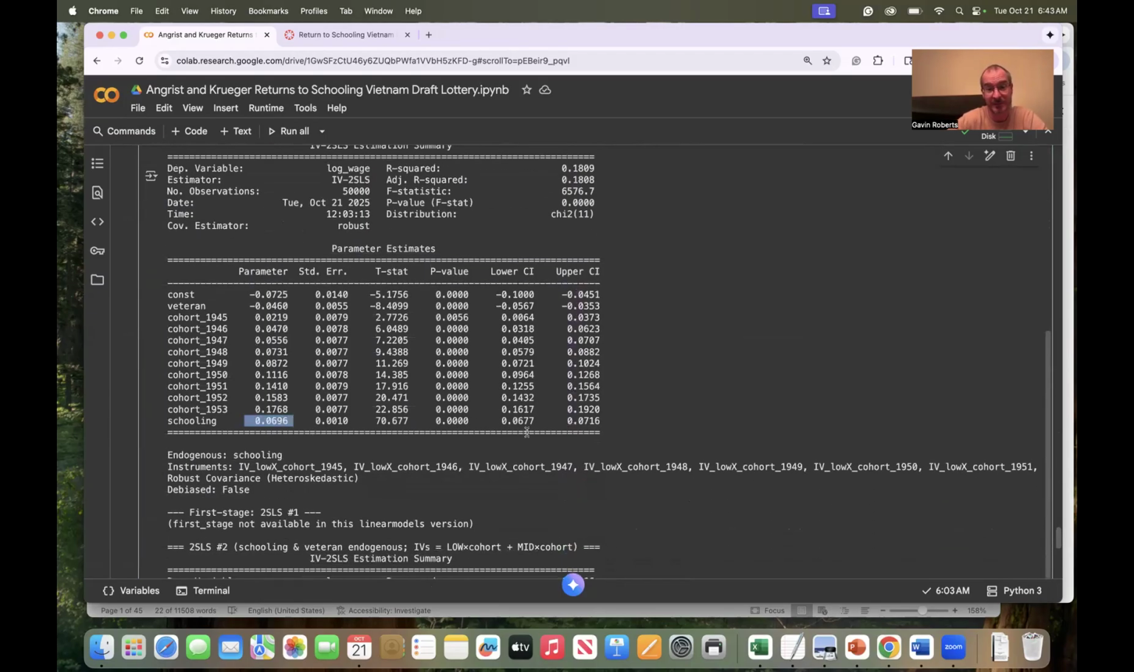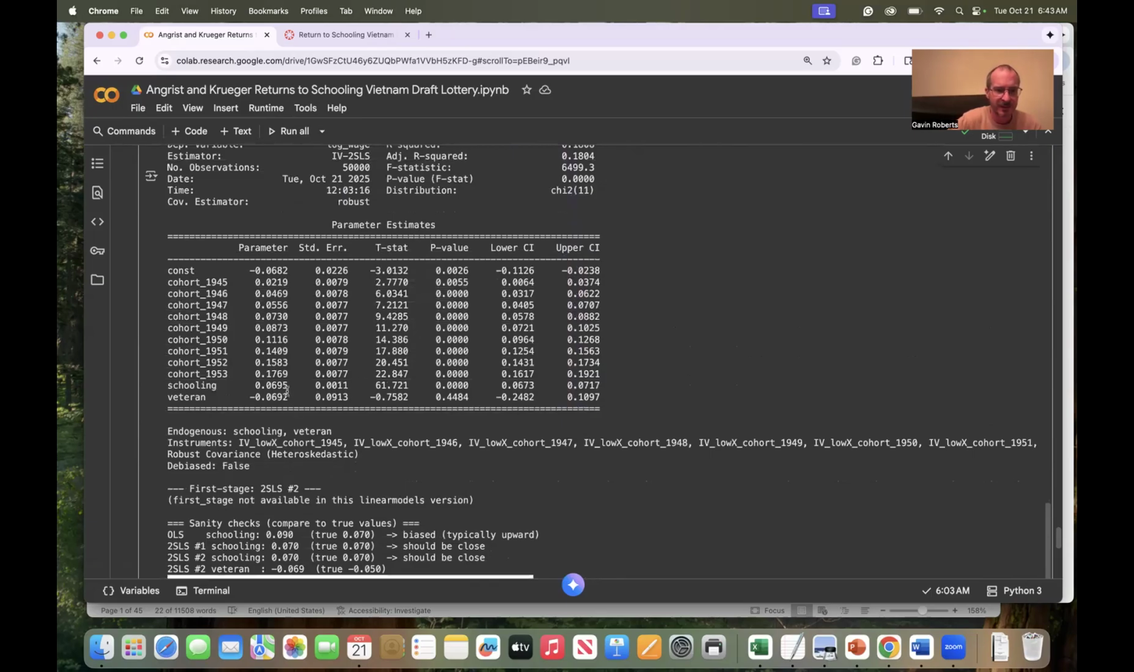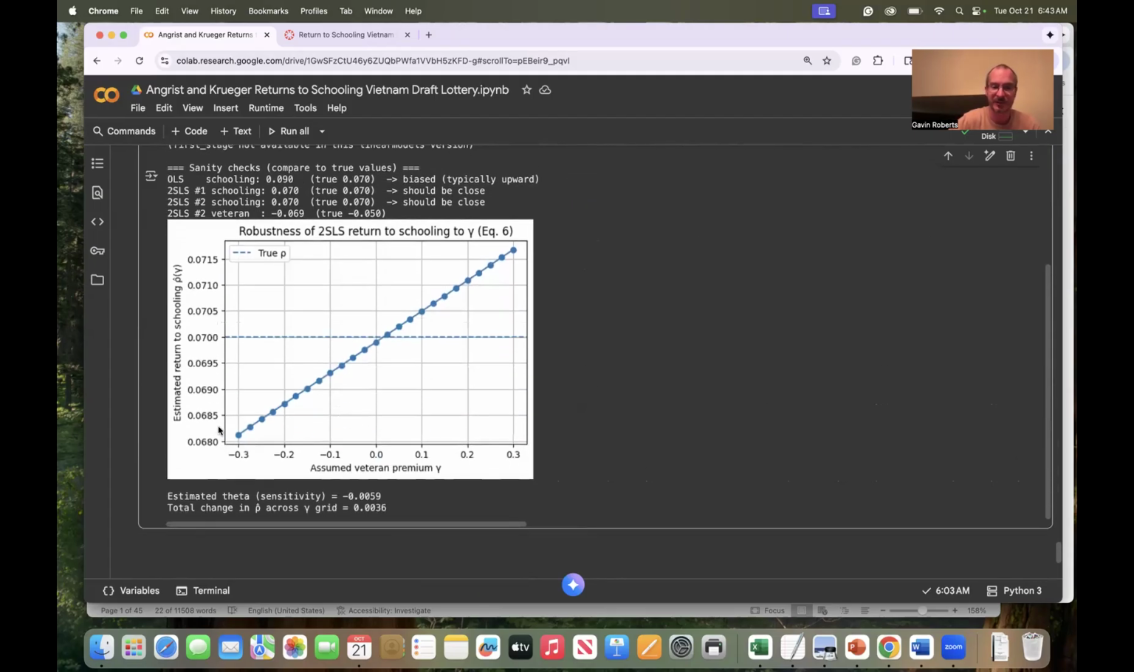Here, now we're getting even closer to 0.07 because we've decoupled veteran status and schooling more, and that's even making two-stage least squares work a little bit better already. Here's our schooling again. That's right at 0.07 now, almost exactly 0.07. So it's getting closer. And now this is an upward sloping plot. So clearly that relationship changed.